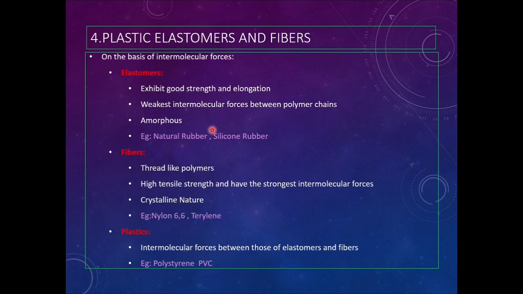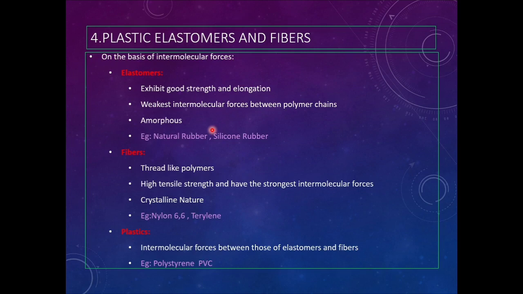So here you can see the intermolecular forces. It will be weak between polymer chains. So that is why it exhibits good elongation. It has good strength and elongation, and it is an example for an amorphous polymer. The arrangement of polymer chains or molecules is not in a regular manner. So that is why elastomers are amorphous.